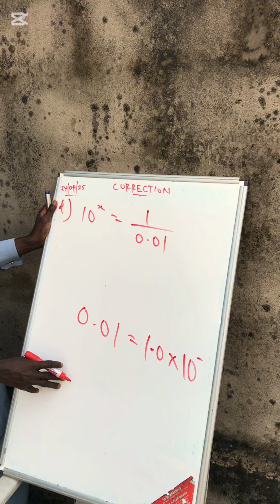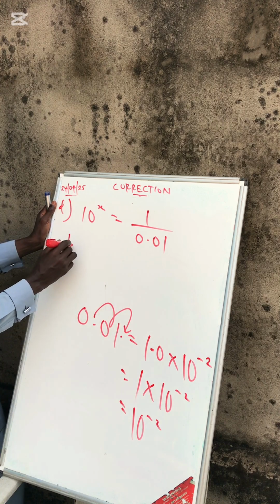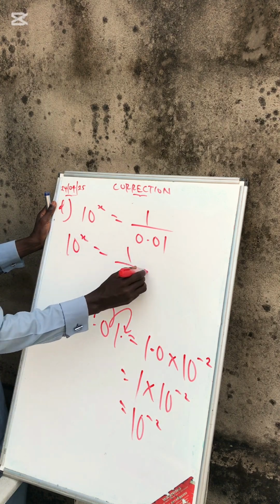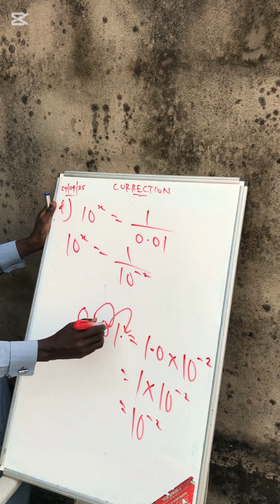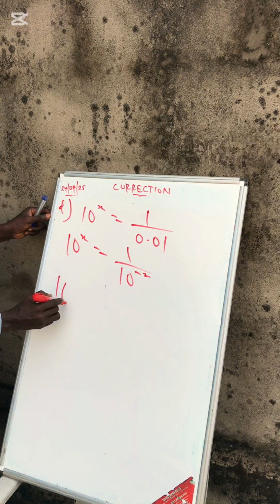Are you guessing? Why did you say minus 3? The point is here now, minus 2. So exactly. That means 10 raised to the power x is equal to 1 over 10 raised to the power minus 2. Do you understand? Yes. Good.